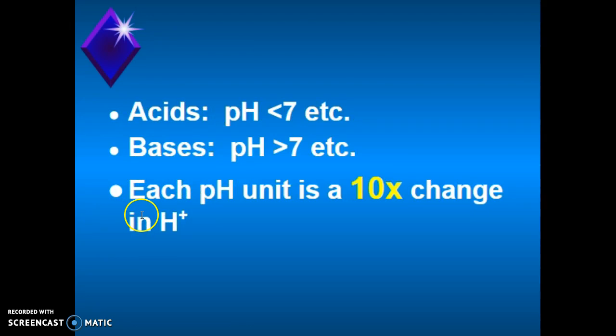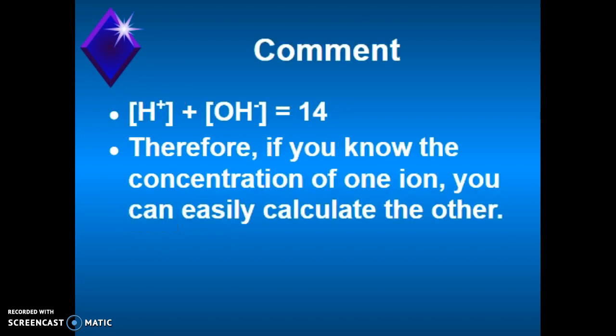Quickly, notice that each pH unit is a 10 times change in H+. That's been on the AP exam many times. That's something that you need to understand. The difference between 3 and 4 isn't a difference in 1 hydrogen ion. It's a 10 times change in the concentration of hydrogen. So if we know our pH or our pOH, they have to add up to 14. So if we know one, we can calculate the other.